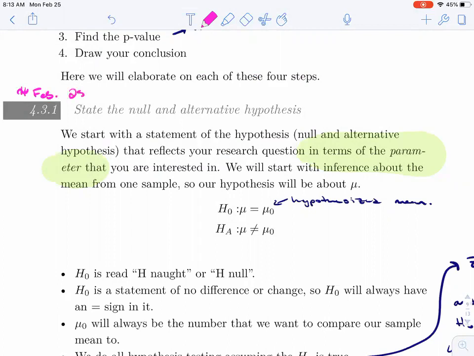I'll just put February 25th there. Pretend we started there. Okay.